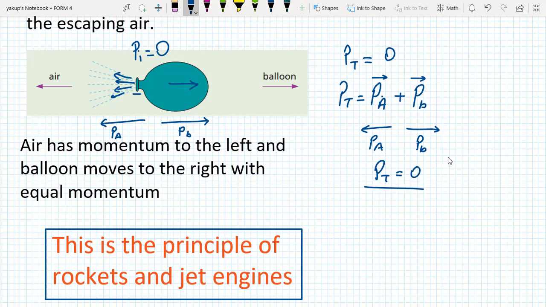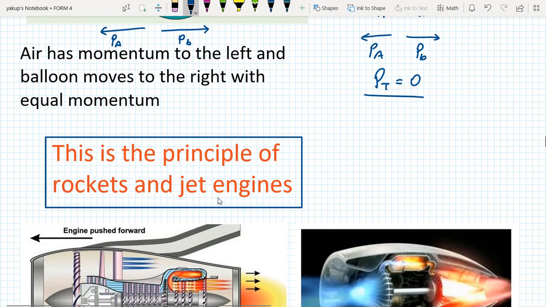Okay, this is our main idea about rockets and jets. Inside the rocket, inside the jets, there is gas, there is some explosion, and on one side the gas is moving with very high speed, very high velocity, and that velocity makes the rocket and jets move forward. This is the principle of rocket and jet engines.